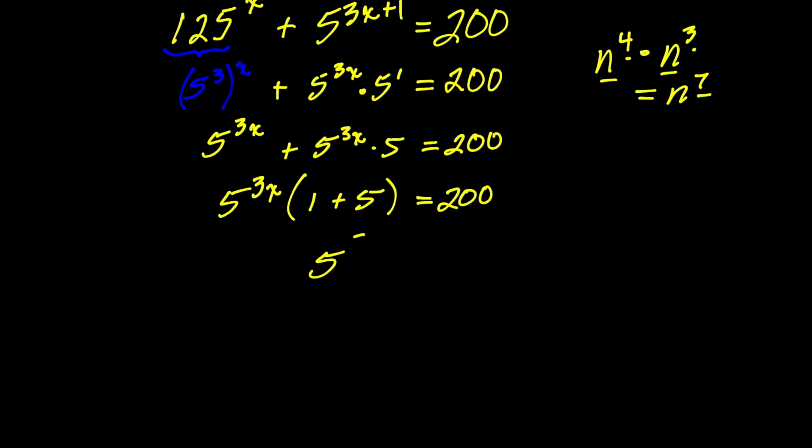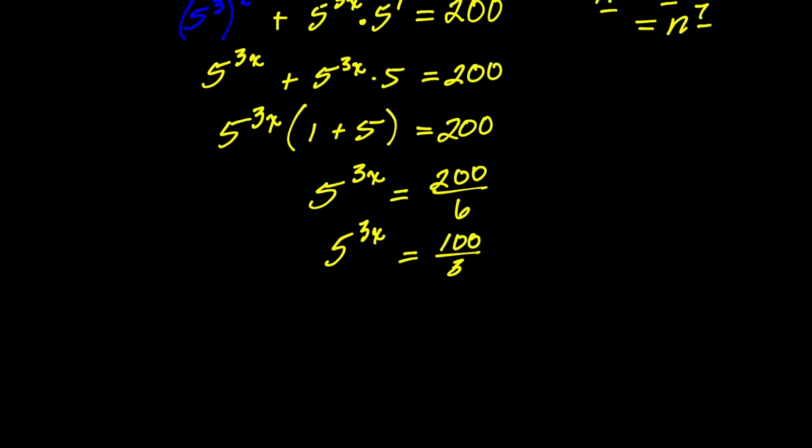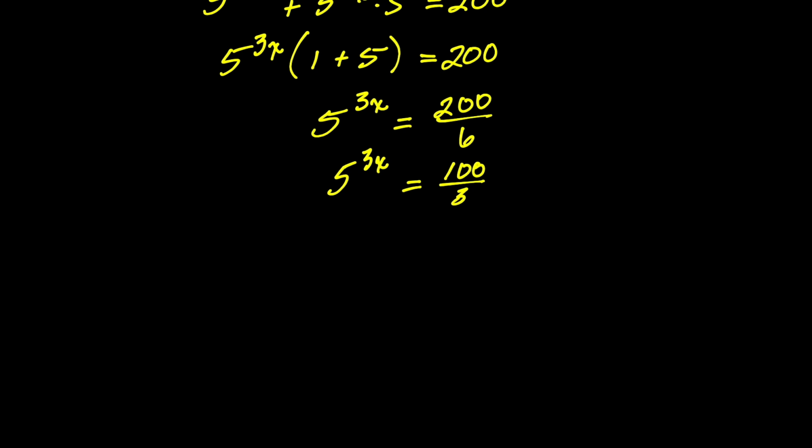So 5 to the 3x equals 200 divided by 6. And that reduces, I guess. I could say that's 5 to the 3x equals 100 over 3. In my next step, I will go ahead and take the natural log of both sides. So I'd have 3x, or you could take the log, it doesn't really matter, of 5 equals, you just have to do the same on both sides.